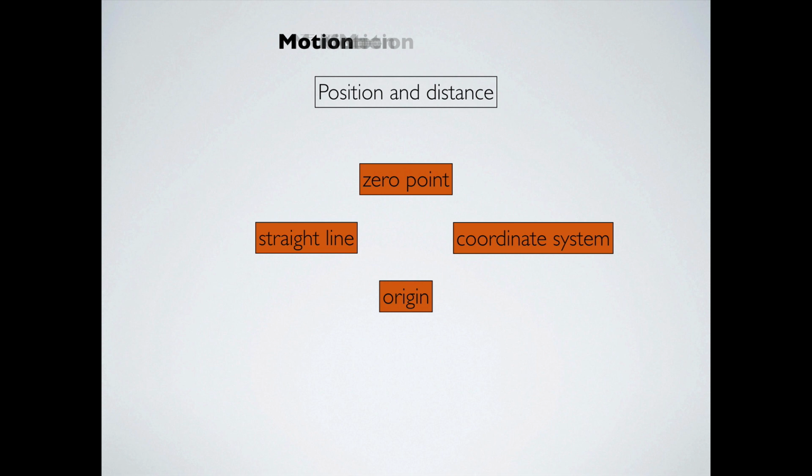The first 4 words that we're going to look at in terms of position and distance are zero point, coordinate system, origin, and straight line. So these are the first words that we're going to address.